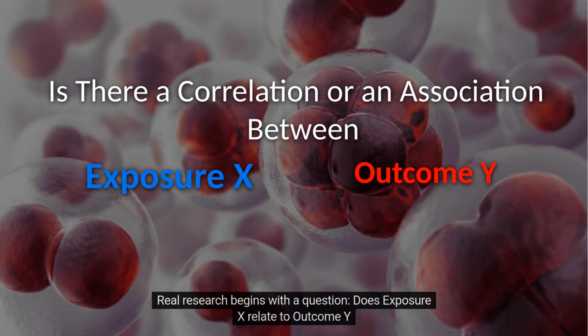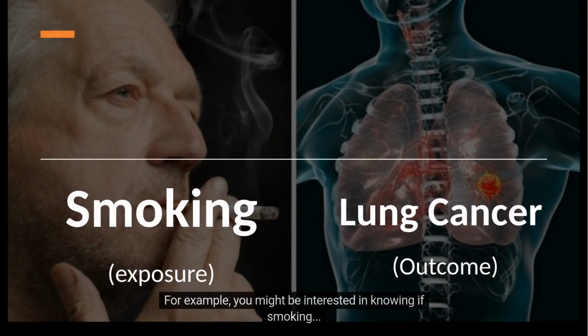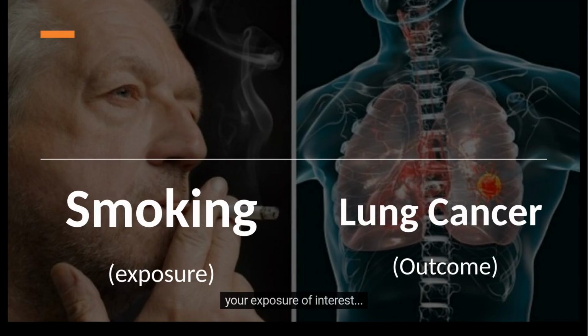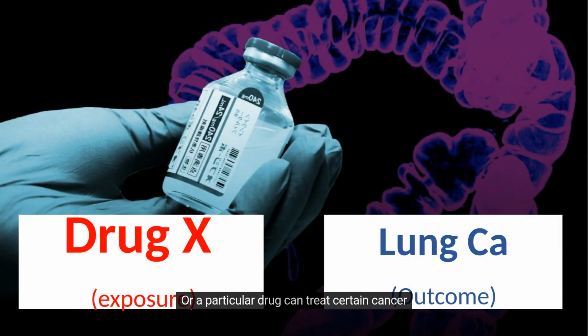Real research begins with a question. Does exposure X relate to outcome Y? For example, you might be interested in knowing if smoking, your exposure of interest, is associated with lung cancer, your outcome of interest. Or if obesity can lead to high blood pressure, or a particular drug can treat certain cancer.